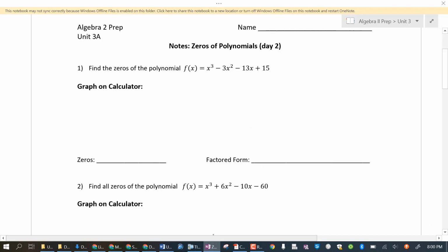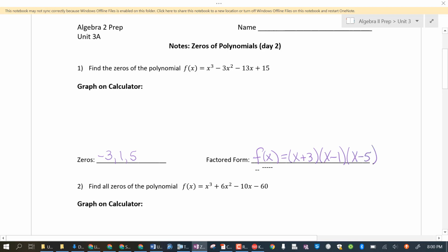So if I'm going to go back to my notes, my zeros we said were -3, 1, and 5. So how would I write that in the factored form? Well, in the factored form, we are going to take our zeros and do the opposite. So my factored form would be f of x equals x plus 3, x minus 1, and x minus 5.